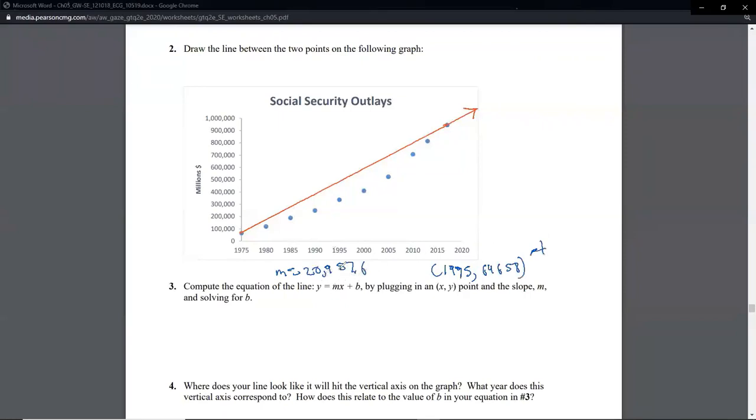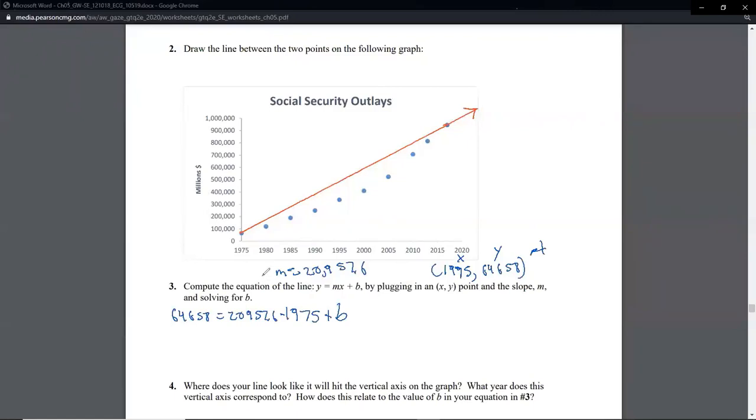So that's our x and our y. This is the x value. This is the y value. This is our m. So we just plug those numbers in. So the y value, 64658, is equal to the m, which is 20,957.6, times the x value, which was 1975. I know it kind of looks like a 9. And then plus the b. Again, I just plugged those three numbers into those three variables. We don't know the y-intercept. That's the whole point of what we're doing here.